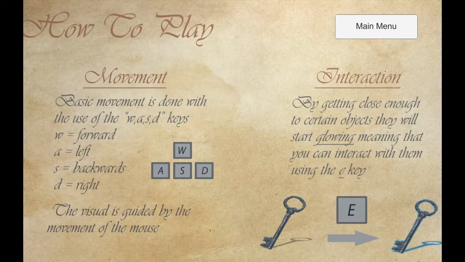We have the classic movements for PC games with WASD keys. The visual is guided by the movement of the mouse, and then we are going to be able to interact with certain objects which are going to have an outline blue light when we get close to them, and we can interact with them with a classic E key.